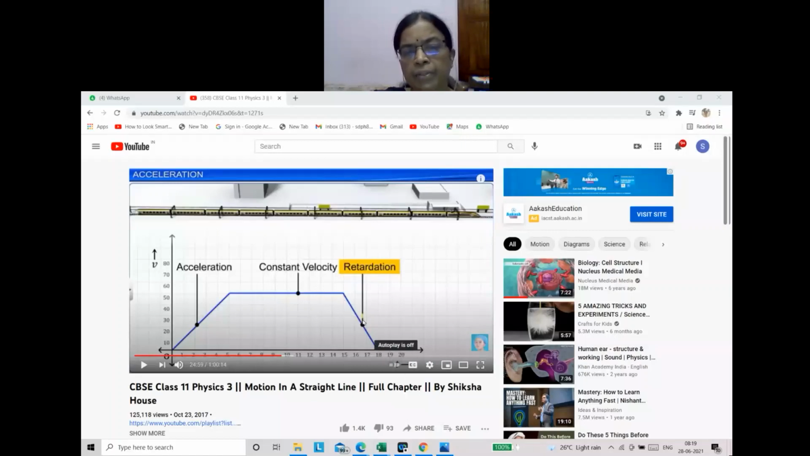And this part of the graph shows negative acceleration, inclined downwards. The graph is inclined to the time axis upwards here. This is inclined to the time axis but downwards. And this is a straight line parallel to the time axis, that is constant velocity. So just by seeing the graph, you should be able to tell the motion of the vehicle. Understand? Okay.